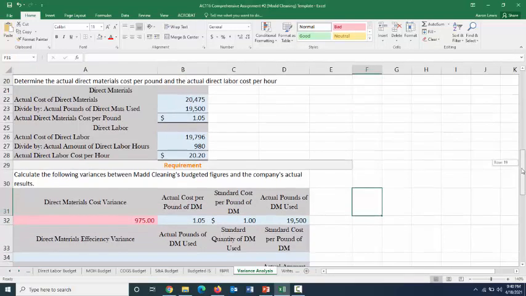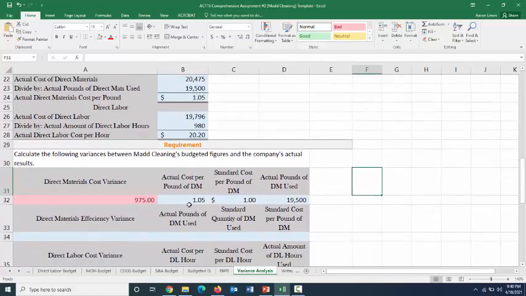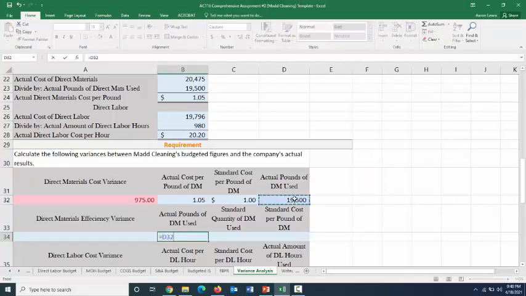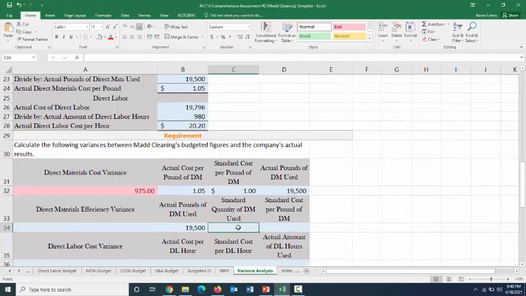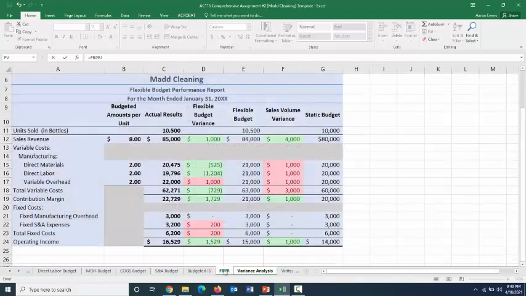On to the direct materials efficiency variance over here. Our first thing is our actual pounds of direct materials used. Well, we just had that a second ago. That was 19,500. Now we need to figure out what our standard quantity of direct materials used is, based upon our actual level of production. If we go back to our flex budget performance report, we actually produced and sold 10,500 units during the period.